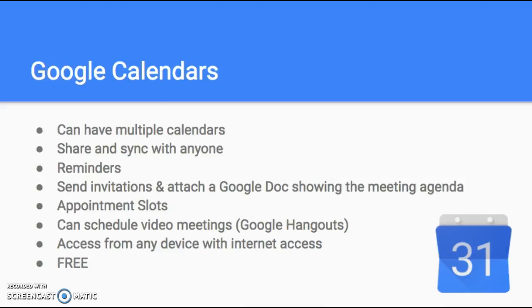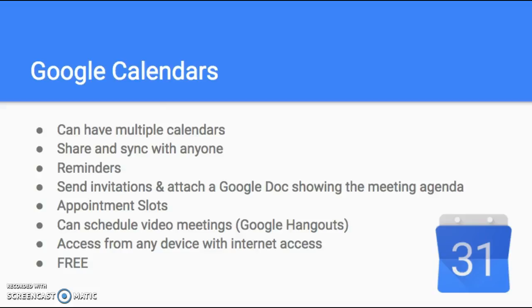With Google Calendars, since we are a Google school, we're transitioning over to Gmail, and this can now be synced up with Google Calendars. You can have multiple calendars, as you're going to see here in a minute when I demonstrate. Within your main calendar web page, you can have multiple calendars that you can turn on and off. You can share and sync these calendars with anyone. So you can share an event with someone on that calendar, or you could share the entire calendar with that person. You can set reminders.